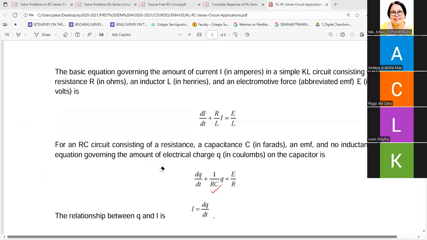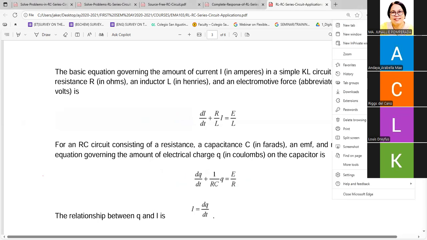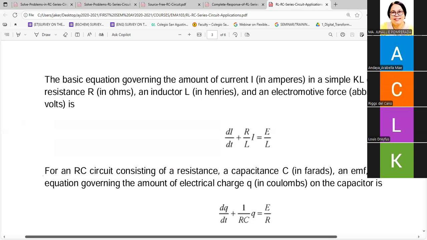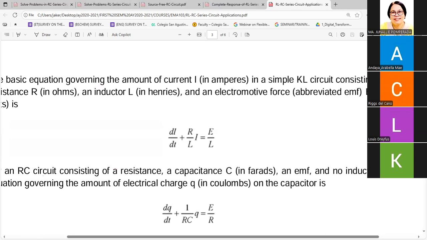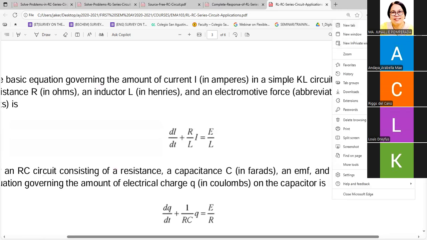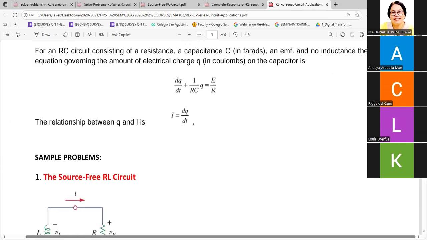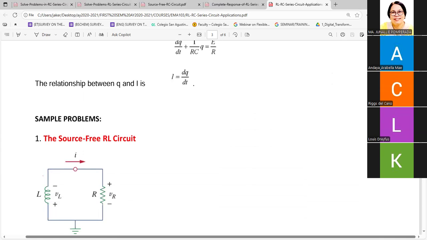But in terms of the differential equations that you need to take note of, these are the three that you need to really memorize or not forget, because they will help you solve problems concerning RL and RC circuits in DE. This is too big already. Okay, now we'll go down to the sample problems here.